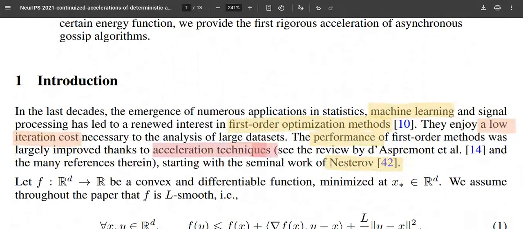We all know that many factors have given success to machine learning, especially deep learning. One of the important factors is first order optimization method development, which usually requires a low cost per iteration. But since the convergence rate is a bit low, many acceleration techniques have been introduced in order to make the convergence rate as fast as near to the second order method like the Newton-Raphson method. One of the acceleration techniques we all know is the seminal work of Nesterov.